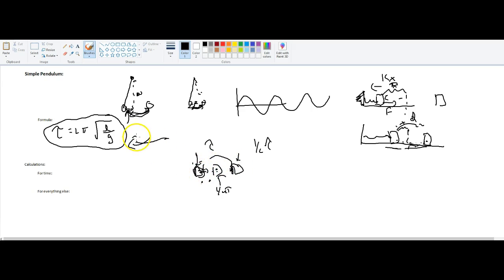And the period can be solved for by using this formula. Everything else would require using formulas from trig. I'm not going to have to use those, I imagine. More on why I say that, I imagine, in a little bit.